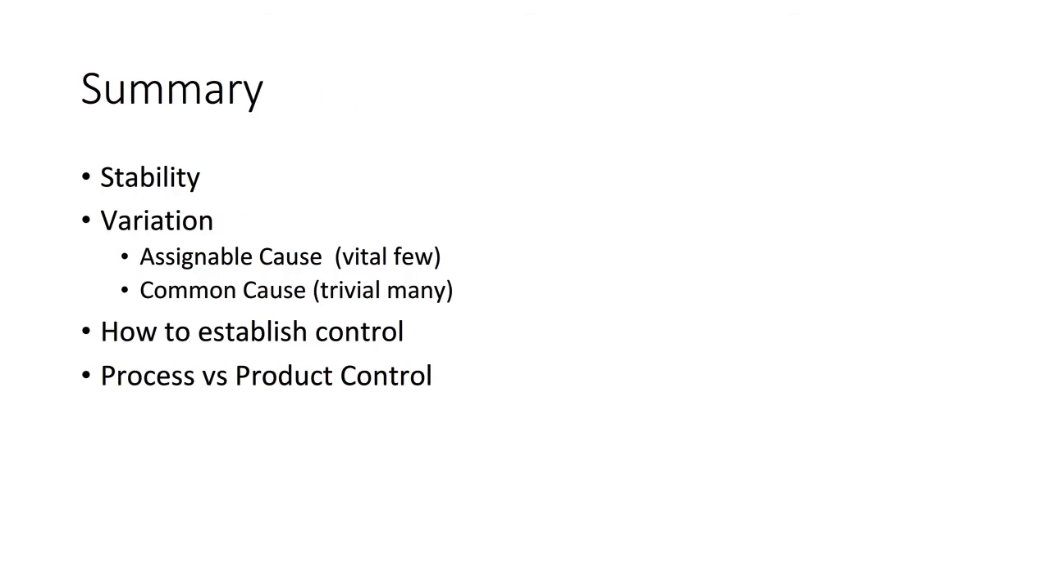Okay, let's summarize what we've gone over. First, we talked about stability and how it's related to variation. In particular, we talked about the concepts of assignable and common cause variation. We then talked about how to establish control by identifying and removing assignable cause variation. And lastly, we talked about the idea of product versus process control and the importance of looking upstream for errors.